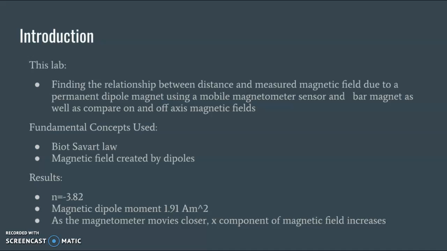In a quick summary of results, I found n to be negative 3.82 and the magnetic dipole moment to be 1.91. And also, as the magnetometer sensor moves closer to the bar magnet, the X component of the magnetic field increases.